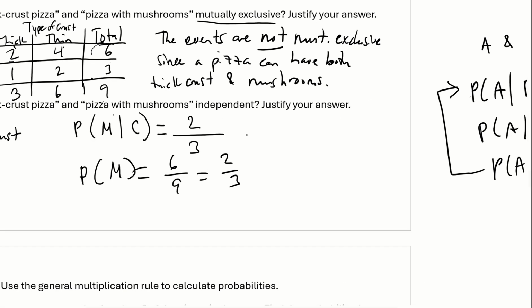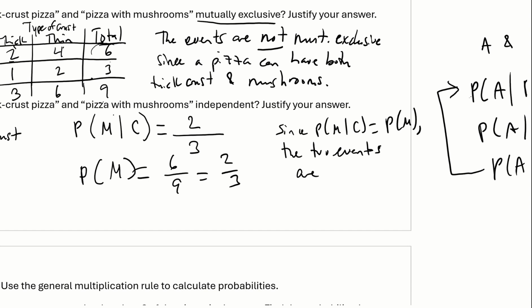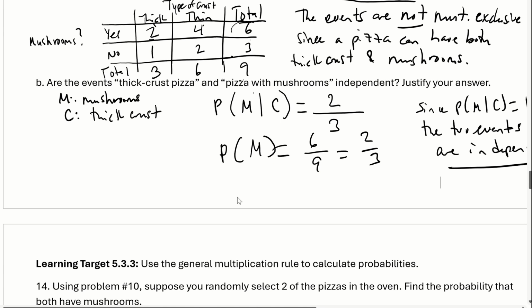So since P of M given C is equal to P of M, the two events are independent. That's it. All right, so that's how you prove independence.